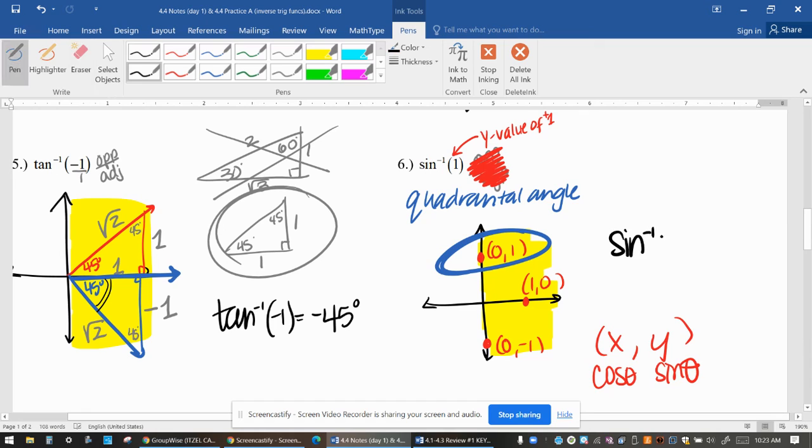What angle has a sine of 1 or y value of 1? We knew it was quadrantal because neither 30, 60, or 45 worked as reference angles to give me opposite over hypotenuse that reduced to 1. So think from the x-axis, that angle is 90 degrees.